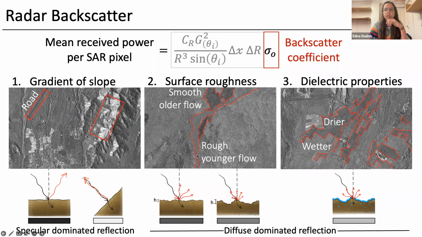The surface roughness. This is relative to the wavelength of the satellite. With a smoother surface, more of the energy is directed away from the satellite, so you get a lower radar backscatter signal for these, and a rougher surface will appear brighter. And lastly, the dielectric properties, which are most commonly referred to indicate the moisture content of the ground surface. A drier surface will have a lower radar backscatter than a wetter one.